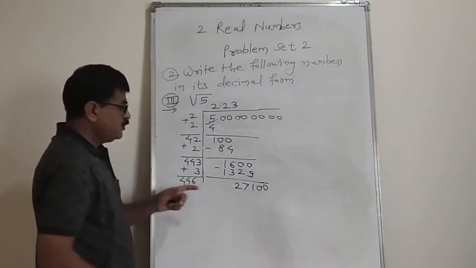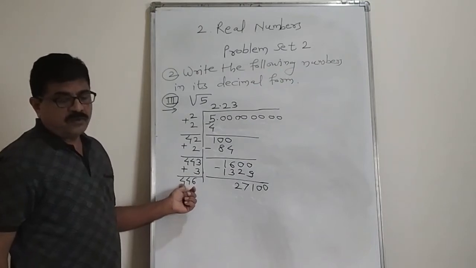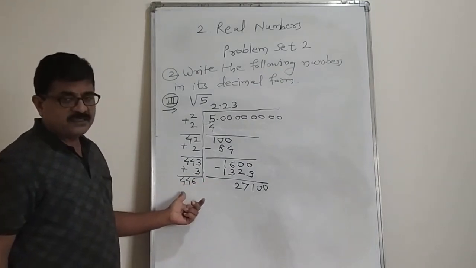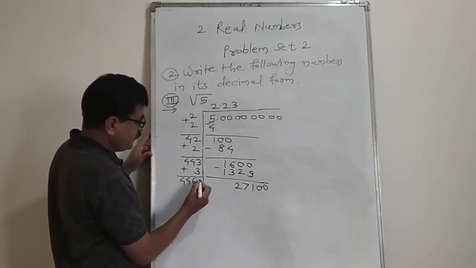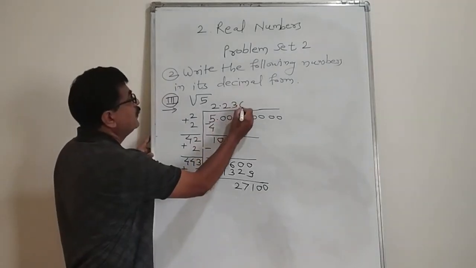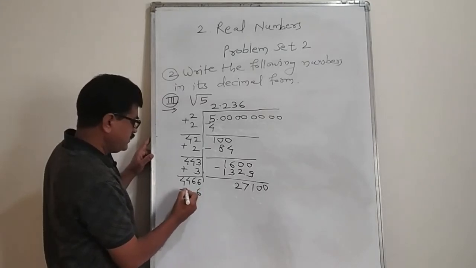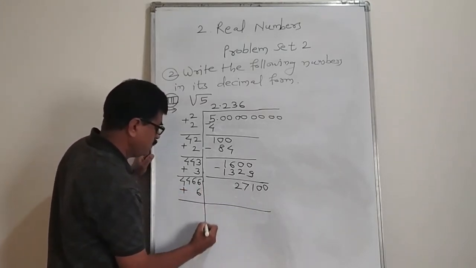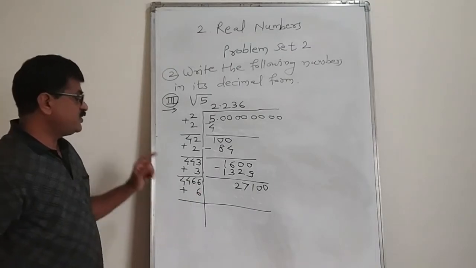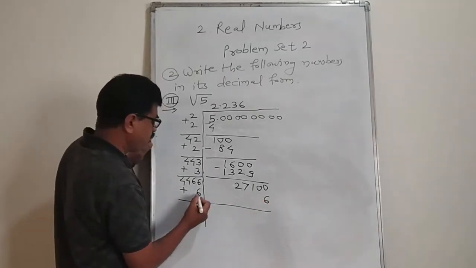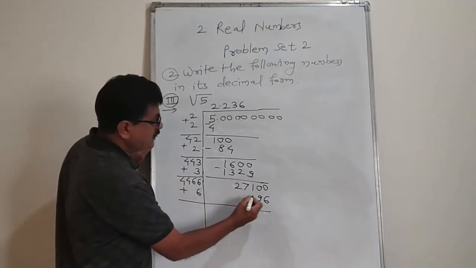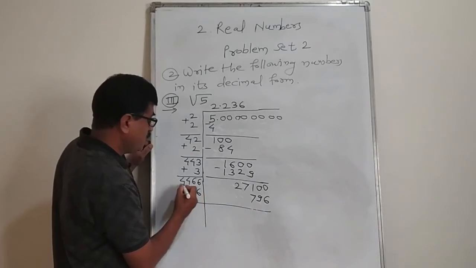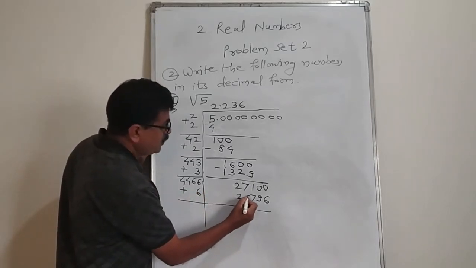Now 27 divided by 4. 27 divided by 4 is near about 6. Therefore, if we take 6 here, 6 here. Write down 6. Taking multiplication, 6 into 6, 36, carry 3. 36 plus 3, 39, carry 3. 24 plus 3, 27, carry 2. 24 plus 2, 26.